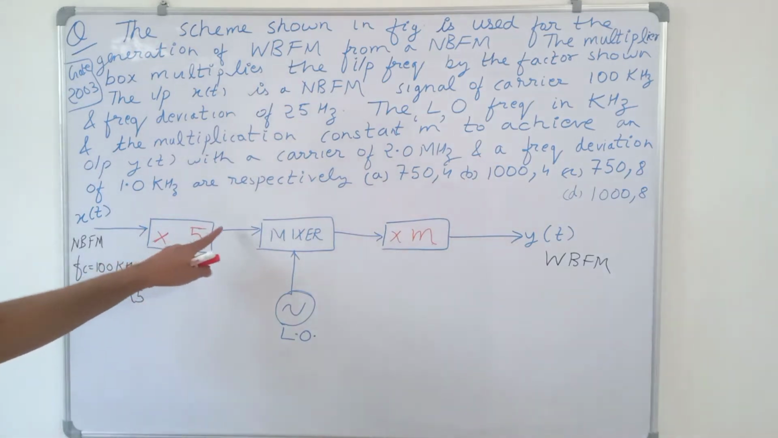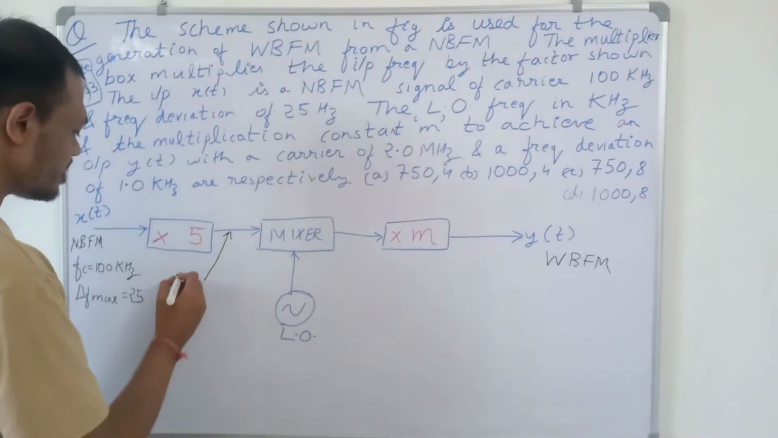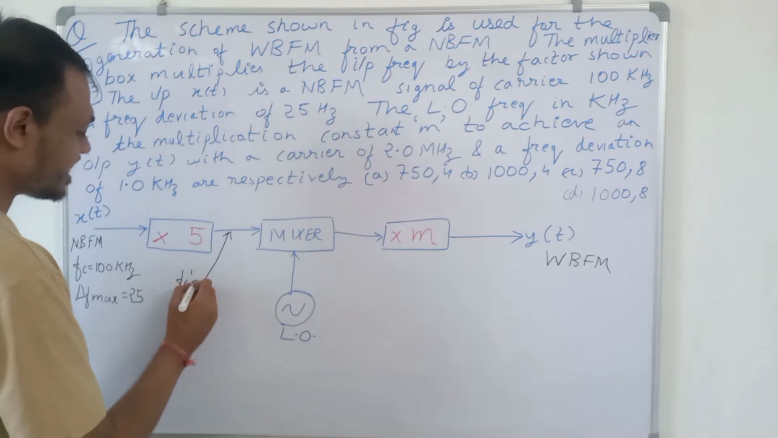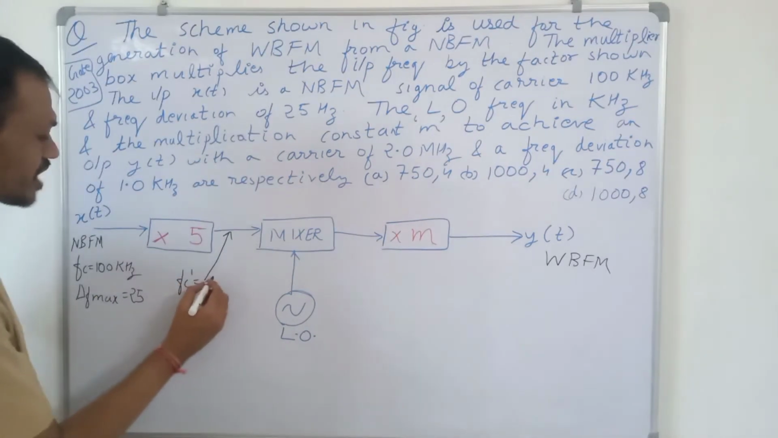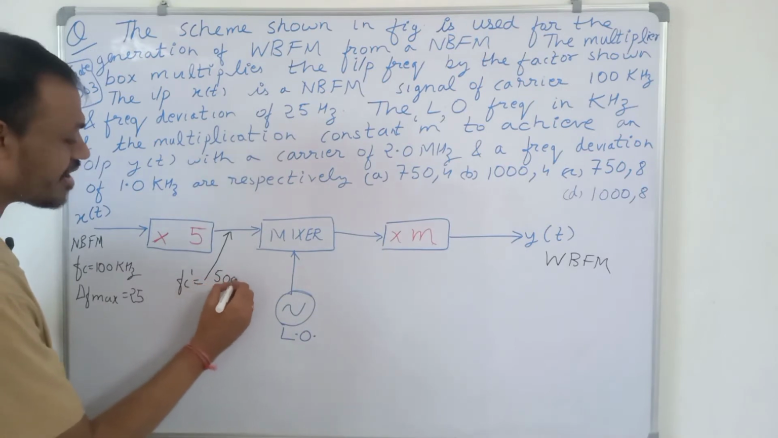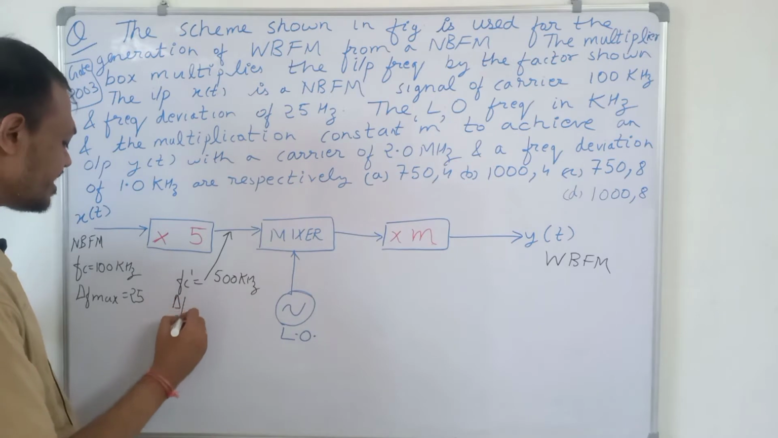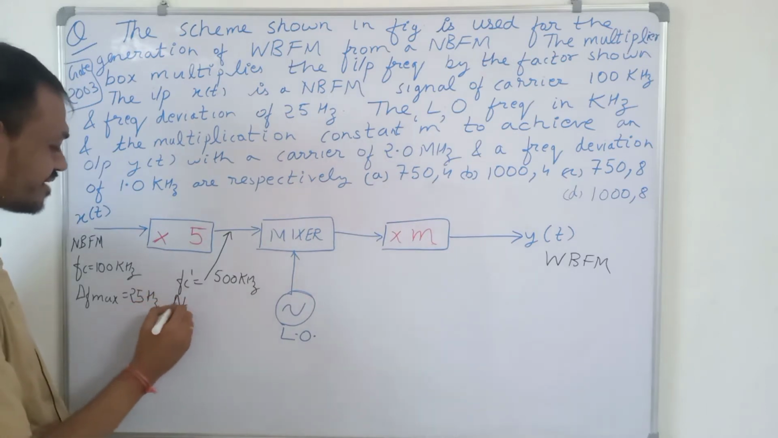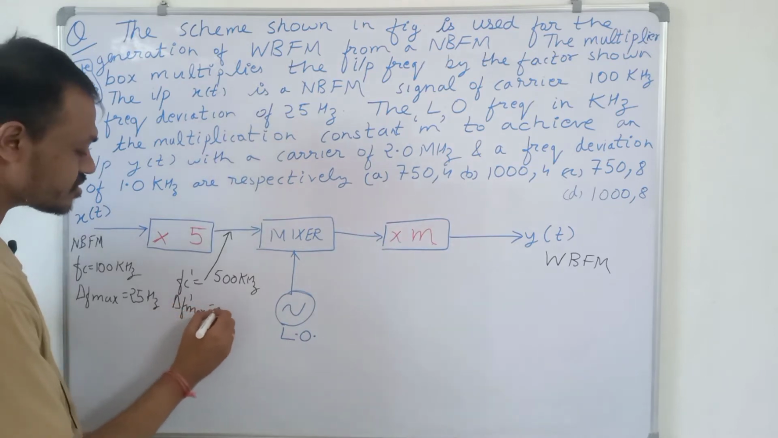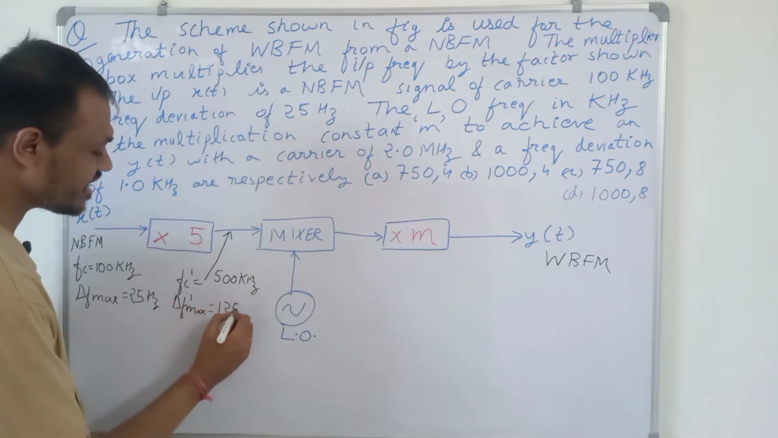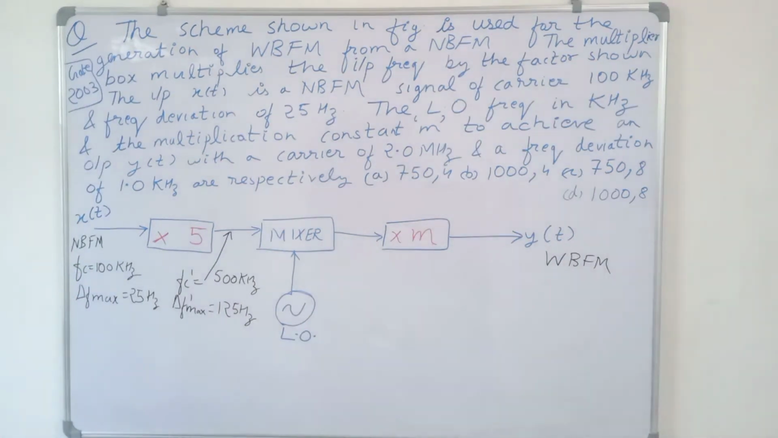So if we multiply it by a factor 5, fc dash will be equal to 500 kHz, since fc gets multiplied by 5, and delta f max dash will be equal to 125 Hz. Now this input is given to a mixer.